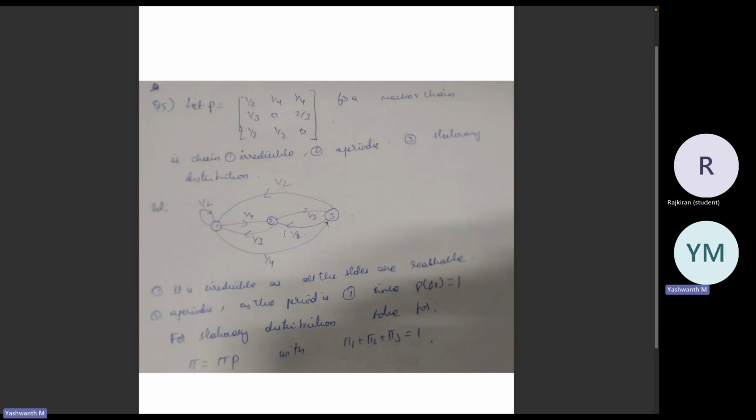It is irreducible, and you know that if it is irreducible and one state has a period, say x, then all states have the same period. So it is aperiodic, it is irreducible, and definitely it will have a stationary distribution that you can find by writing down these equations: pi equals pi P, and another constraint, the sum of pi equals 1.